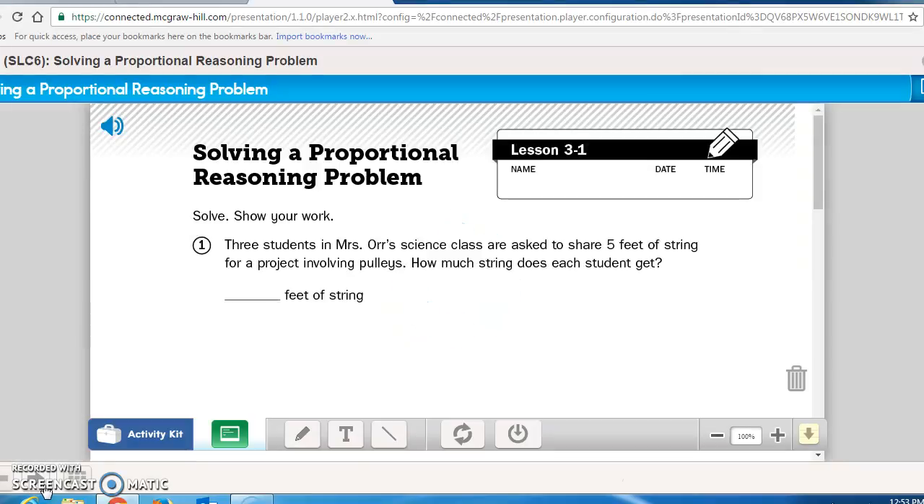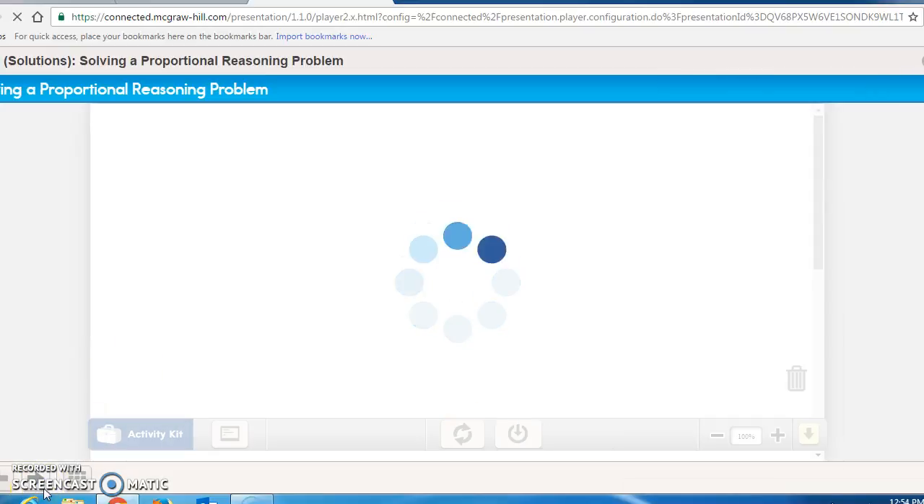So that was 3 students in Mrs. Orr's class. This will be one of the final things that you do for this lesson. It is page 97. It's a loose leaf sheet that you would have gotten from me. Again, you're drawing. 3 students in Mrs. Orr's science class are asked to share 5 feet of string for a project involving pulleys. How much string does each student get? Well, if there's 3 students, I would break this down into feet, possibly into inches. Pause the tape now and do that sheet.